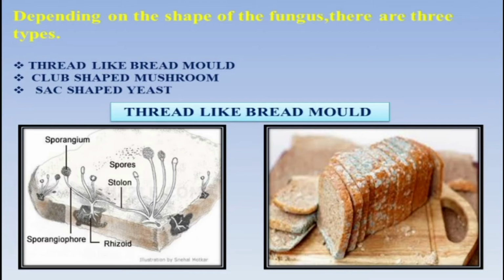The first one, thread like bread mold. Thread like means a very thin line structure, a hair like formation. Where does it occur? In bread. When bread has a fungus present, that is called mold, and it looks thread like. See both these pictures: the bread is covered with small yellow or green particles. That is bread mold, and it has a thread like manner.